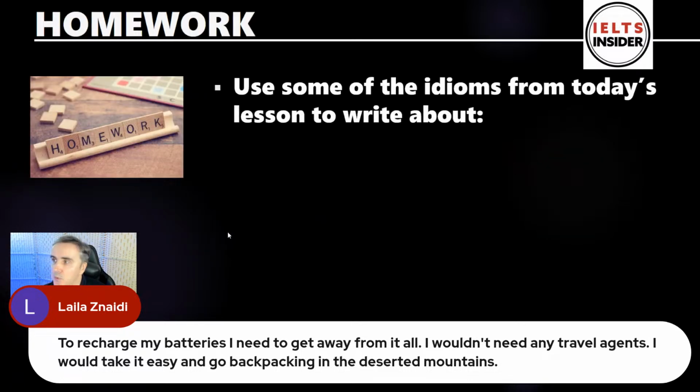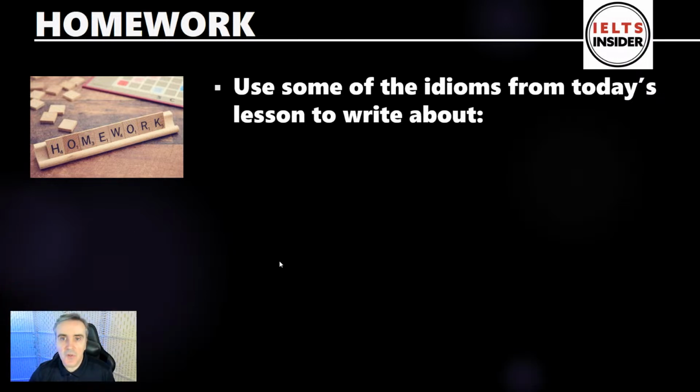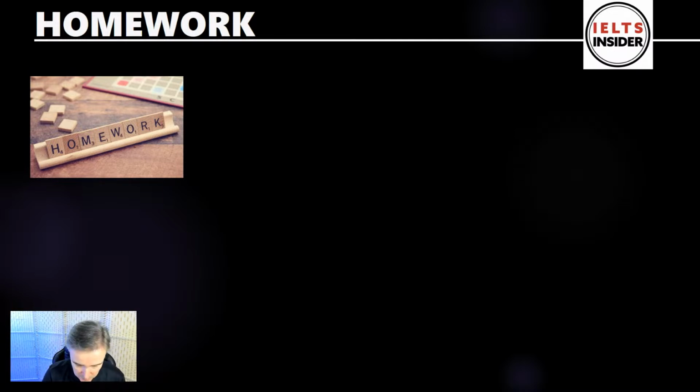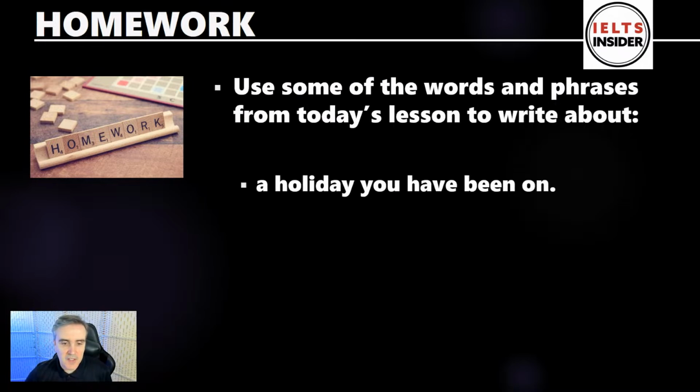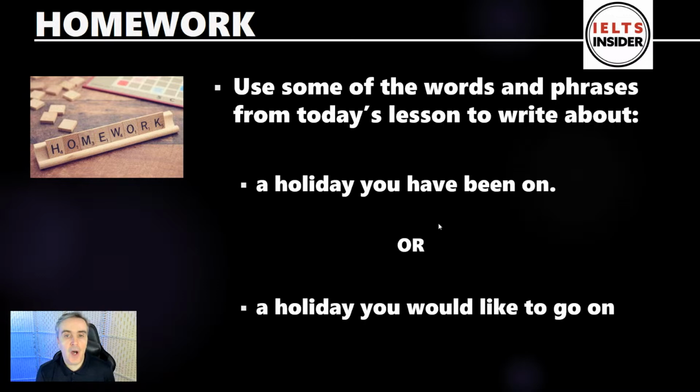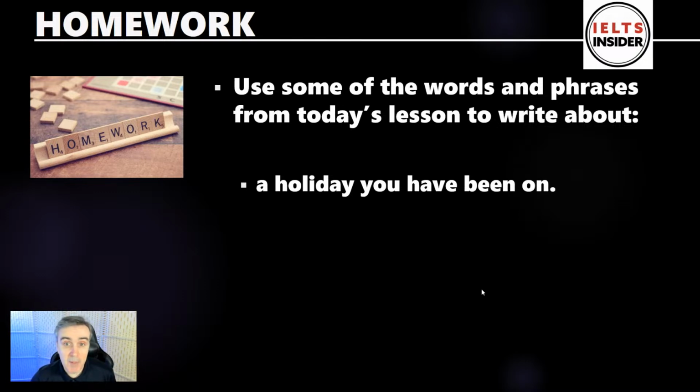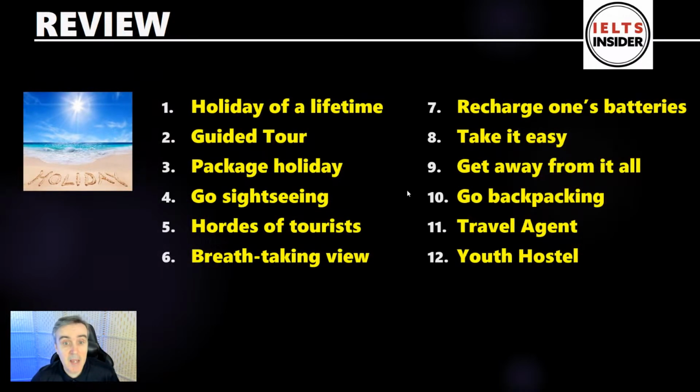So, that's what I would like you to do in the homework today. I would like you to use some of the idioms and the words and phrases from today's lesson. So actually, I'll change that. Rather than idioms, because there were only kind of two idioms, let's just say words and phrases. So use some of the words and phrases from today's lesson to do one of two things. Either talk about the past and talk about a holiday you have been on. So maybe you traveled with your family to a beach and talk about some of the activities you did there. Or you could talk about a future holiday, maybe a dream holiday, a holiday that you would like to go on. And maybe here you could talk about a holiday of a lifetime, maybe that would be possible.